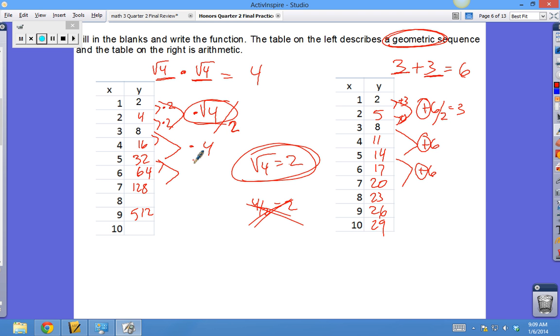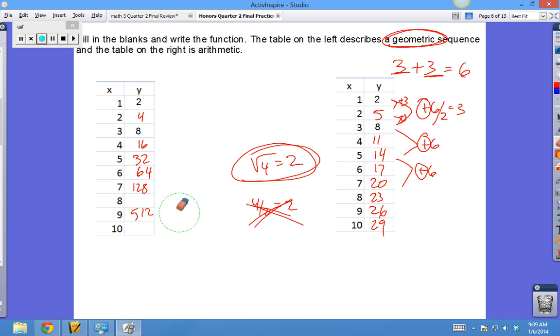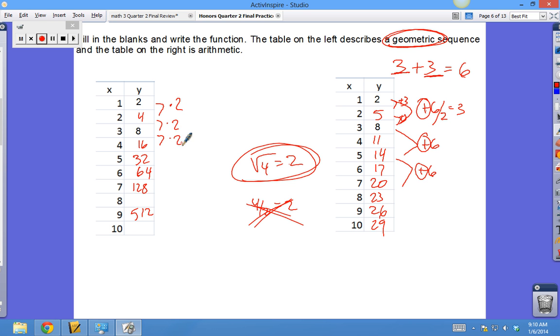Okay, now, God, we're going to run out of time. Let's write the functions real quick. And then let's look at this next one. So, the function, this function right here, is the one I'm worried about. An exponential function, because it's growing by 2 times 2 times 2 times 2 times 2.